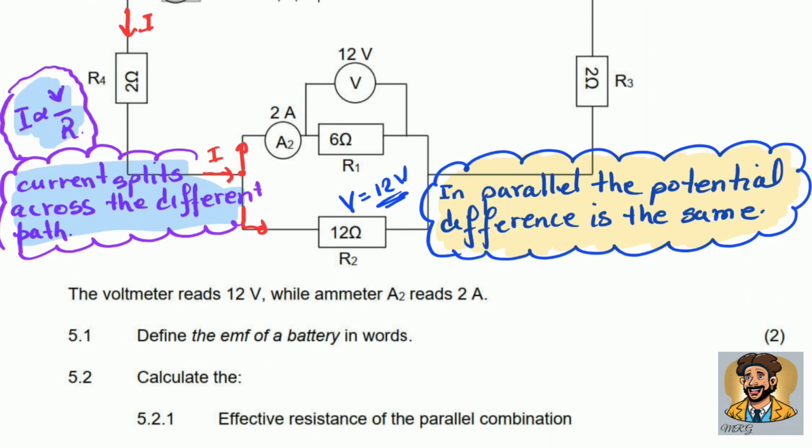The voltmeter reads 12 volts while ammeter A1 reads 1 ampere. We already said that. Define the EMF of the battery. That one is a definition. Just for control, remember the EMF is nothing other than the voltage of the battery. That is what we're dealing with.